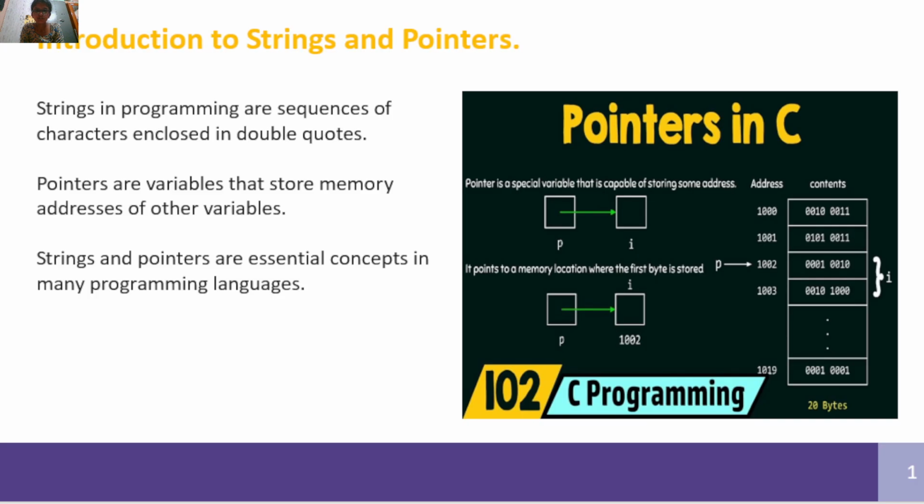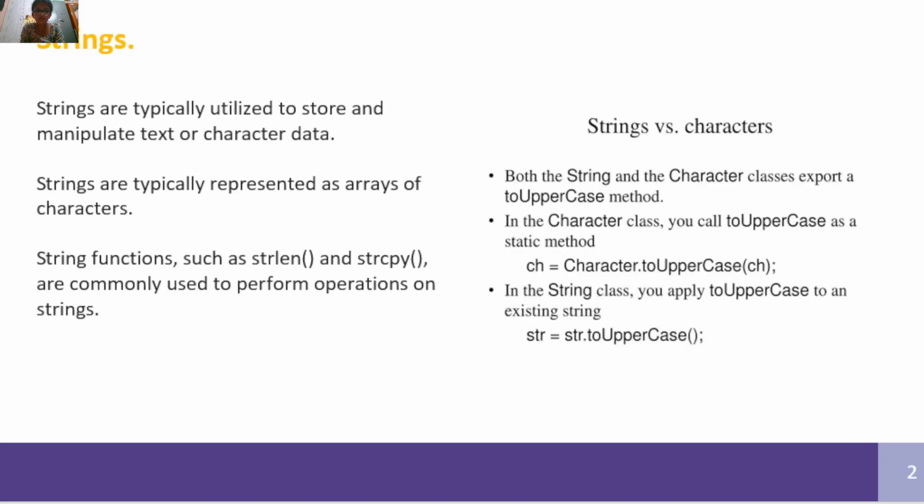So, introduction to strings and pointers. Strings in programming are sequences of characters enclosed in double quotes. Pointers are variables which store memory addresses of other variables. Strings and pointers are essential concepts in many programming languages. Strings are typically utilized to store data and manipulate text or character data. Strings are typically represented as arrays of characters.